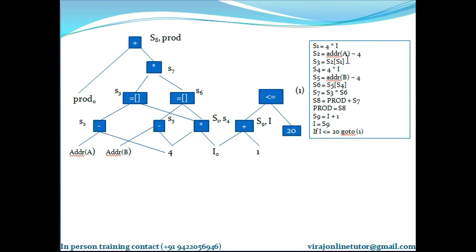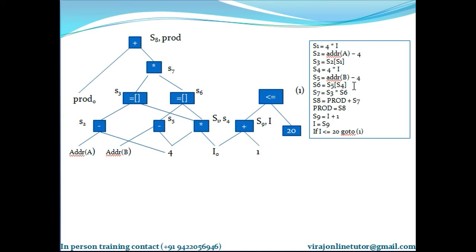Then address of A minus 4, assign it to S2. S2 of S1, assign it to S3. Then 4 multiplied by I, you assign it to S4. 4 multiplied by I had already been done and I had assigned S1 to it. Now also assign S4 to it.